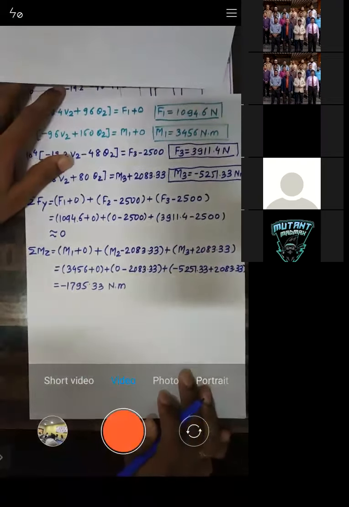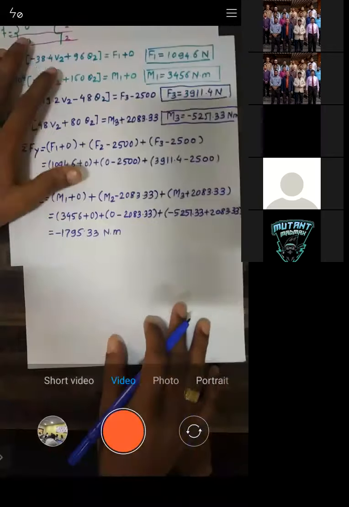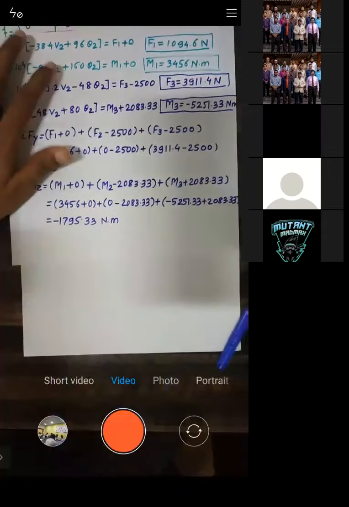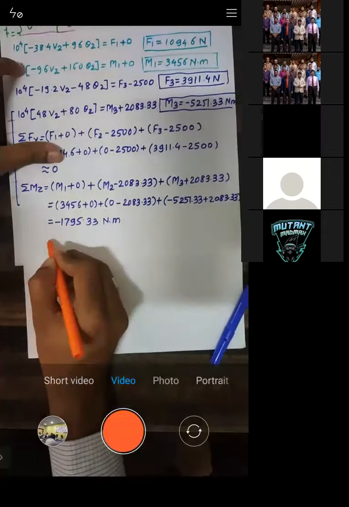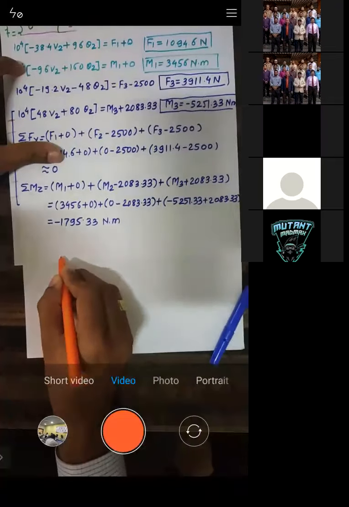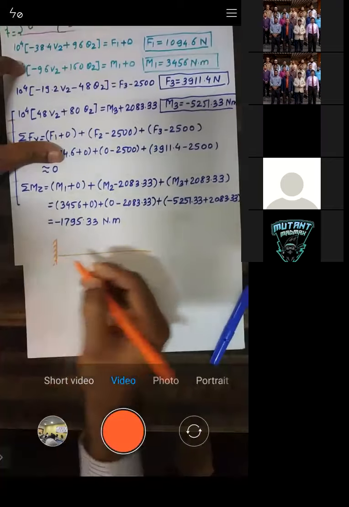Now let us draw the diagram. See, this was the diagram given. As I told you, the summation of the moment will not be equal to 0. So see, this was the diagram given. Here it is fixed.